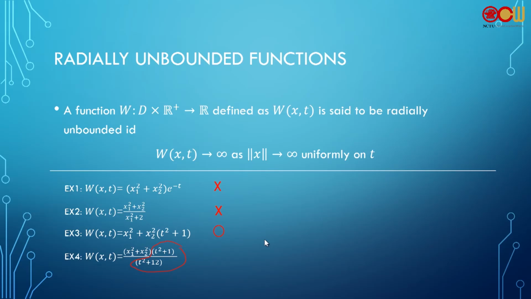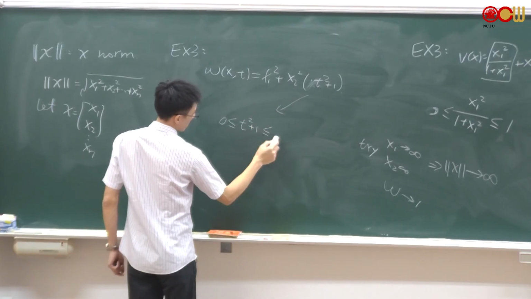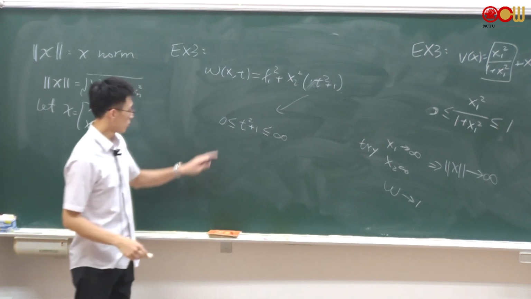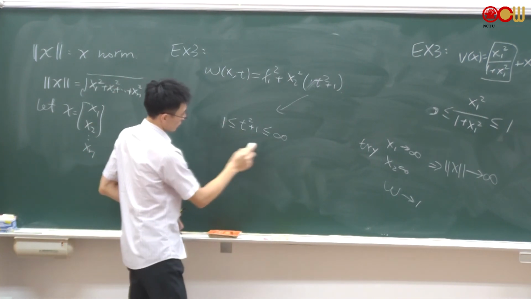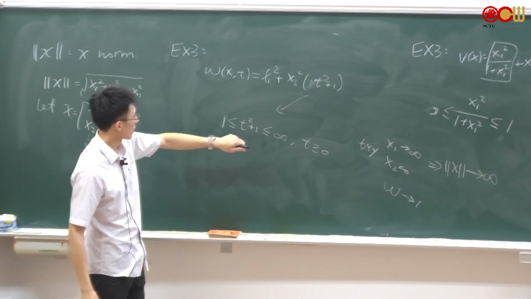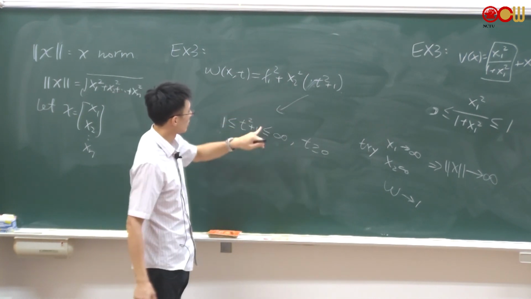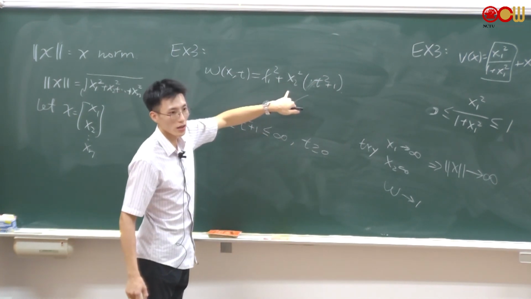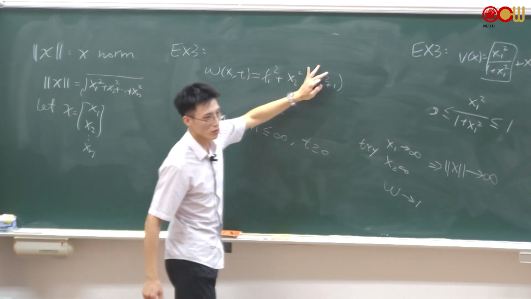You can also consider this term in the bracket first. It is lower bounded by 1 and upper bounded by infinity. We want to show that if x norm goes to infinity, this term goes to infinity, right? So this t term is lower bounded by 1 for t greater than 0. Lower bounded by 1, upper bounded by infinity, which implies if x2 goes to infinity, the whole term will go to infinity, right? So you don't need to worry about these terms.